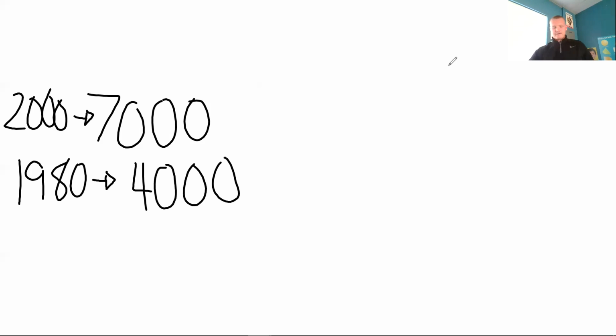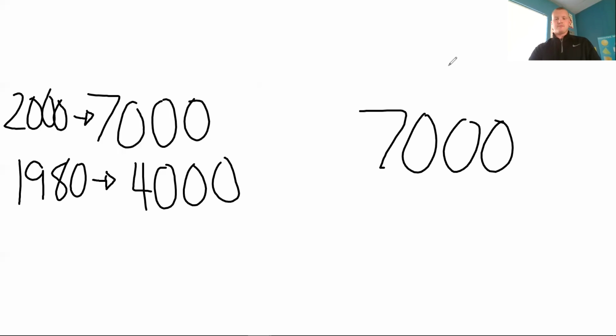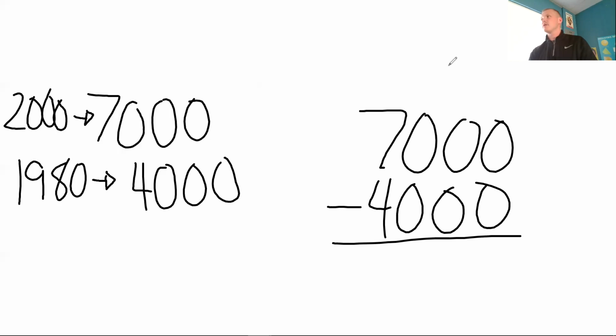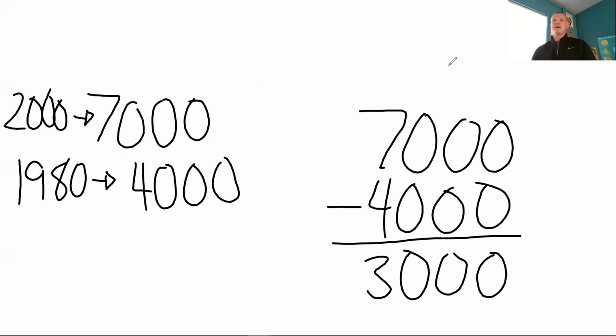So how are we going to find how many more people lived there in 2000 than in 1980? How would I figure that out, Talon? Yep. So 7,000 minus 4,000. I'm taking my larger number, which was in 2000, minus 4,000. So that means 3,000 more people live in Ashton in 2000.